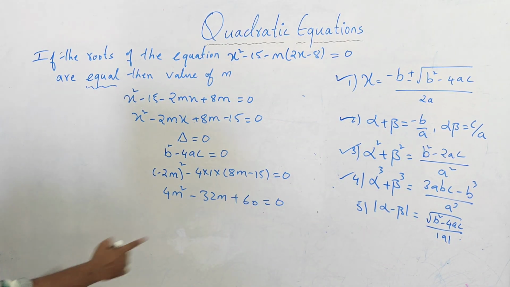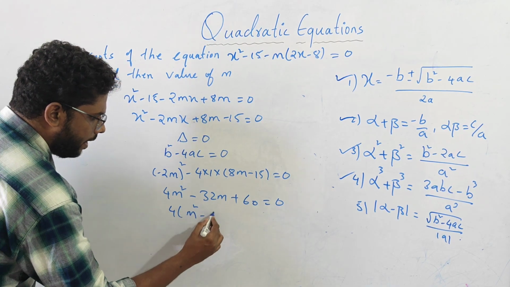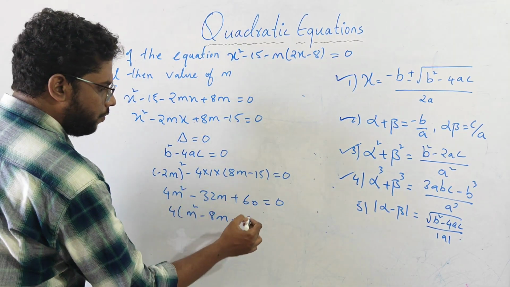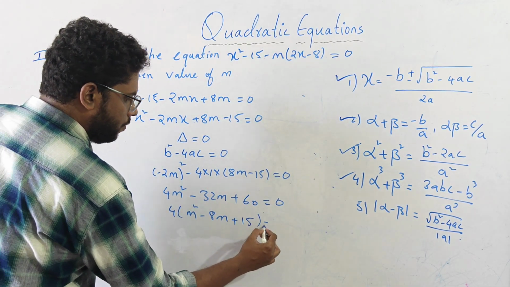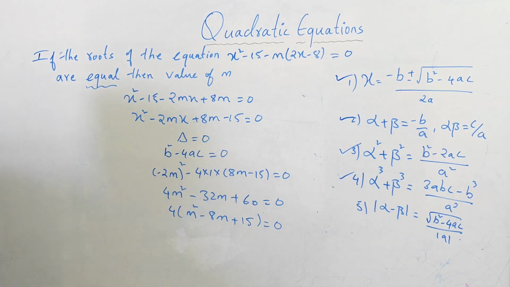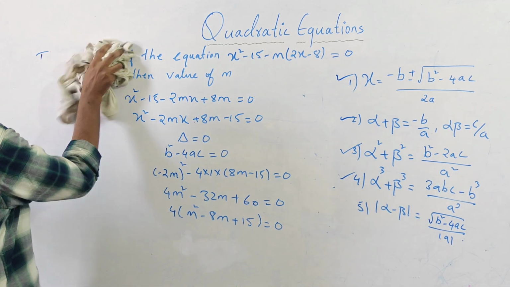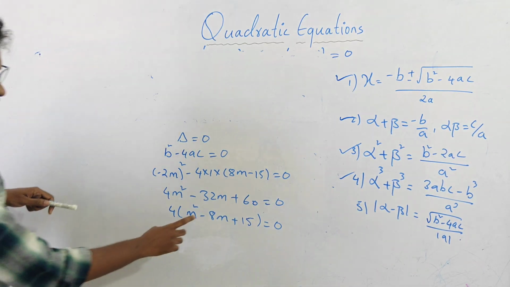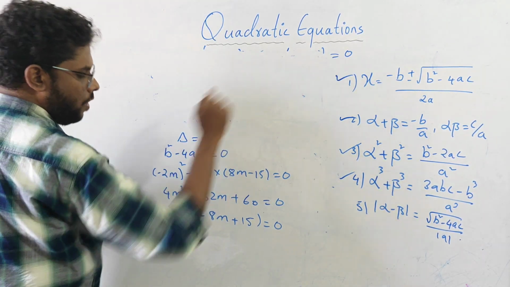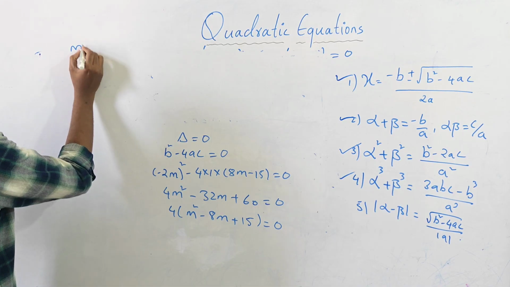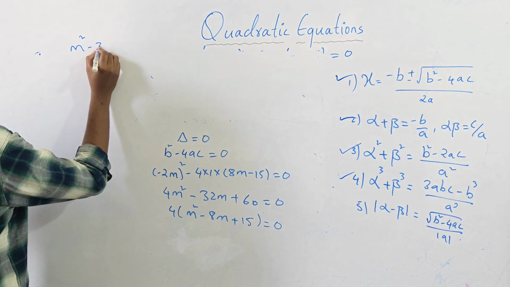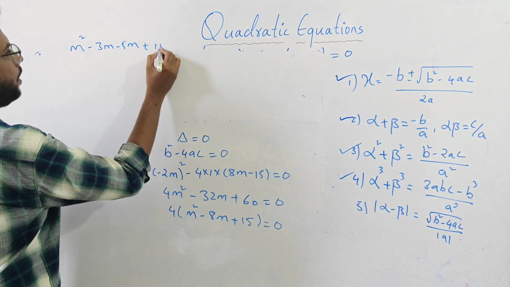Can I take 4 common? What do I get? m square minus 8m plus 15 equal to 0. Now I need to find the value of m. How to find this? Can I factorize this? You can factorize or you can use the formula also. I am using the factorization method. For m square minus 8m plus 15, 5 threes are 15. So I can write m square minus 3m minus 5m plus 15, which is equal to 0.